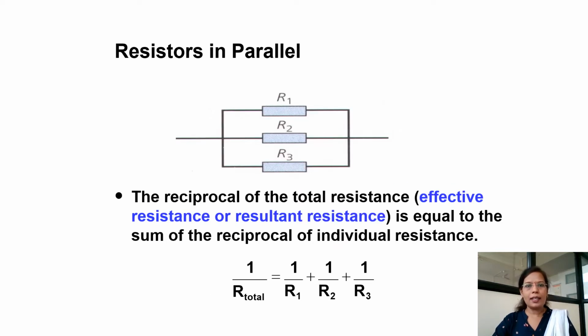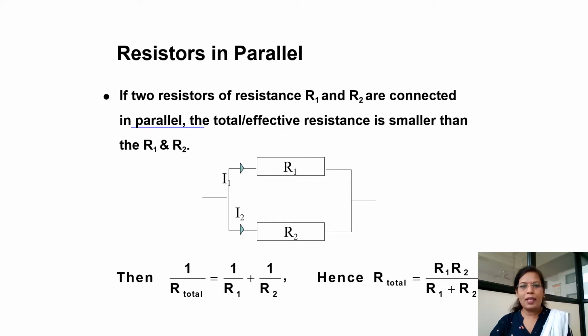If we connect three resistances in parallel, the equivalent resistance can be calculated by using the formula 1 upon R total is equal to 1 upon R1 plus 1 upon R2 plus 1 upon R3. This is an example in which two resistances are connected in parallel, and how to find out the R equivalent. R equivalent can be found out by using the formula R total is equal to R1 R2 divided by R1 plus R2.